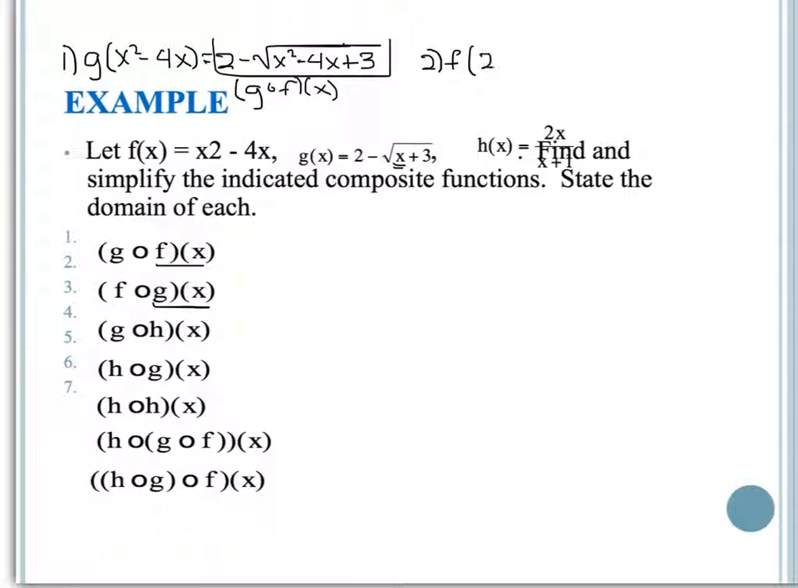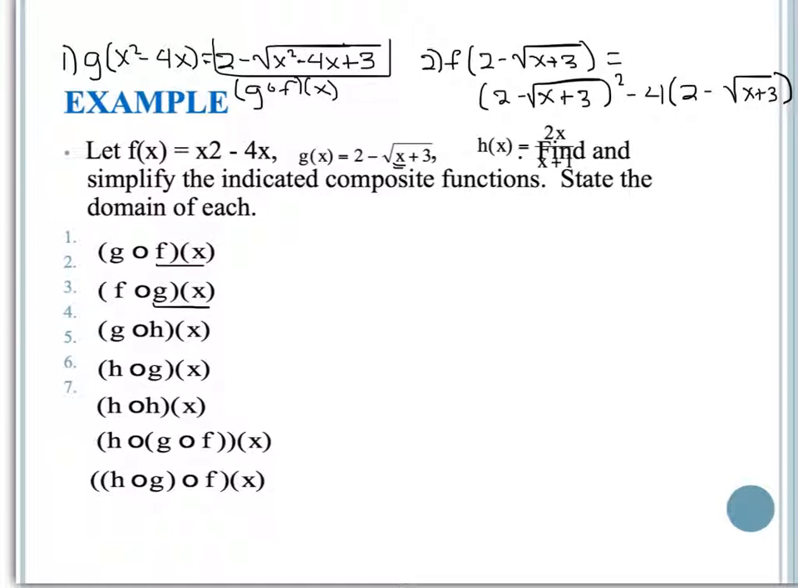and I'm going to plug all that square root information into my f function, which has something squared and something minus 4 times what's in the parentheses. So I want to take all of this, 2 minus square root of x plus 3, that needs to be squared, minus 4 times 2, the square root. And unfortunately, when I look at this, I still have some work that I need to do.